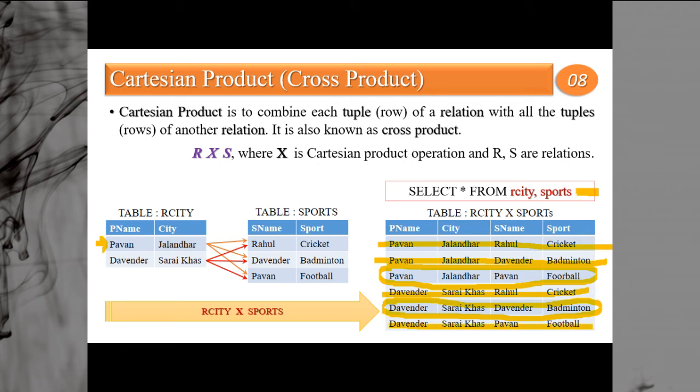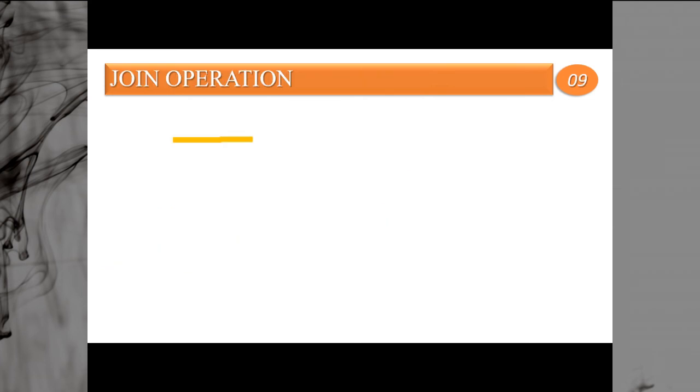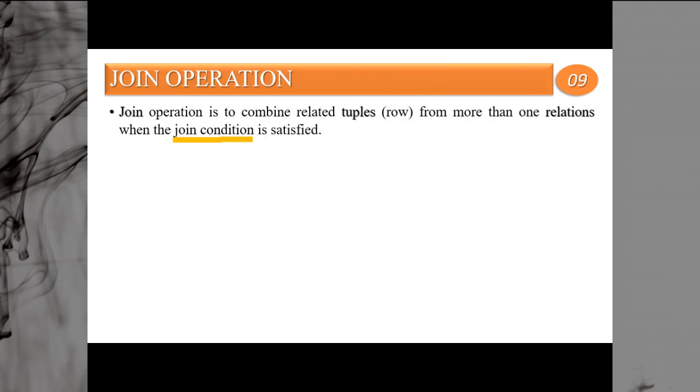So when I am performing a join operation, it will be select star from RCT, sports, where P name is equal to S name. So these are the two rows, this is the first row and this is the second row. These two rows will satisfy the condition in the Cartesian product. So that's why we can say a join is nothing but a cross product or Cartesian product with a condition.